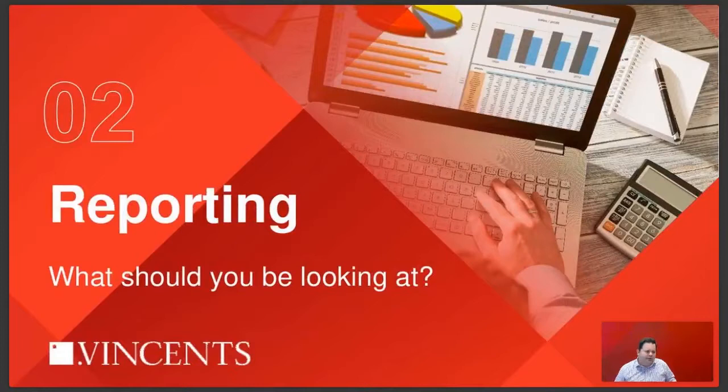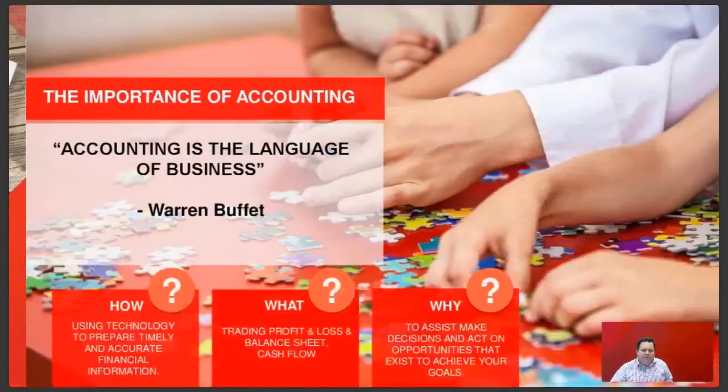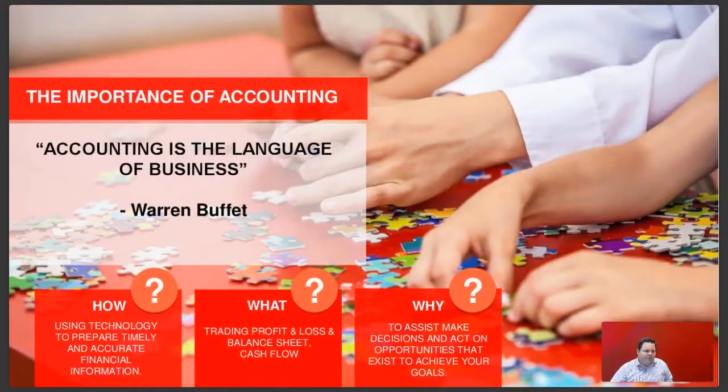So the next thing we look at is reporting. What should you be looking at? Warren Buffett is quoted as saying, accounting is the language of business. I agree with him. You need to know your ins and your outs in order to work out how much you're making, and then also forecast your cash flow, as well as any tax payments that you need to make, whether they be quarterly PAYG instalments or your year-end tax.